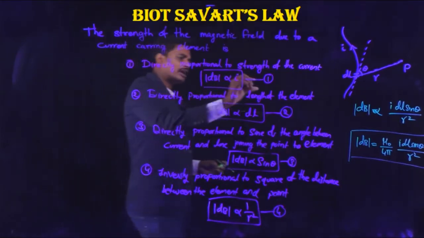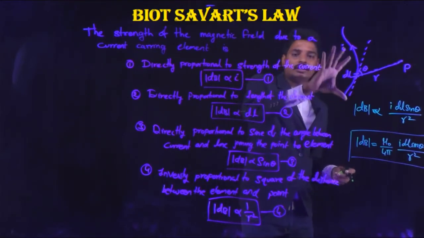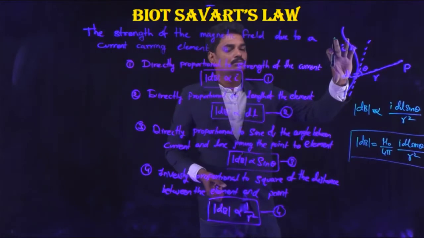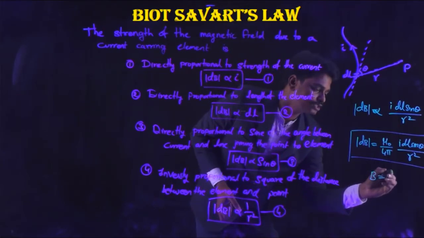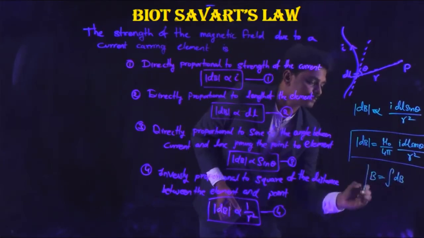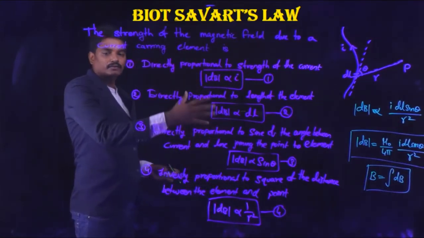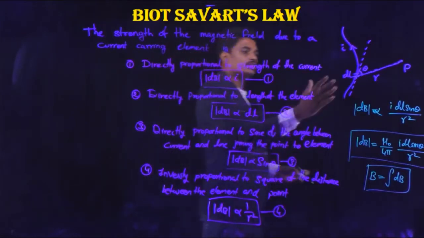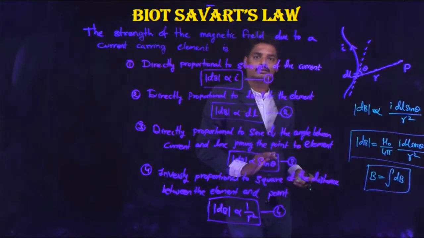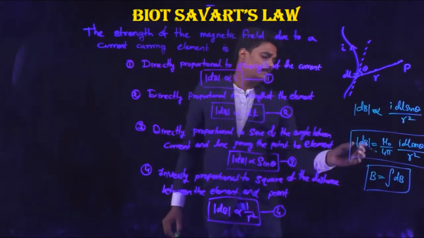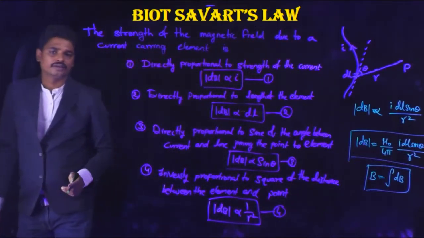So we have calculated only for the small element dl. If you want to calculate for the total length of the conductor, then the total magnetic field induction due to the whole conductor, B, is given as B equals the integral of dB. By integrating from the small element to the total length, we can calculate the magnetic field for the total current carrying conductor at a point P. Now dB is equal to mu naught by 4 pi into I dl sin theta by r square.